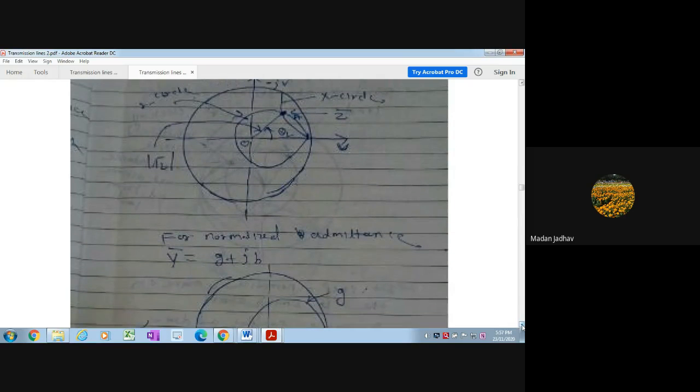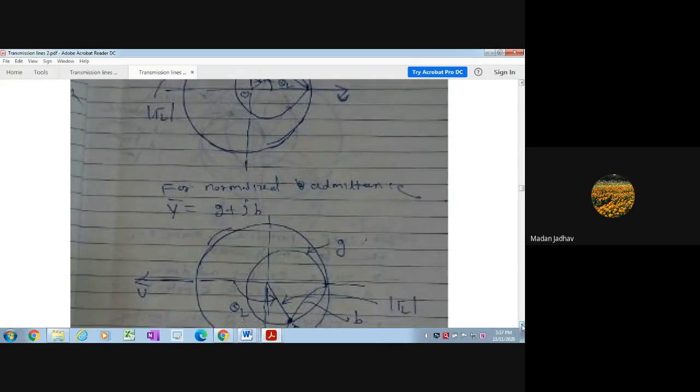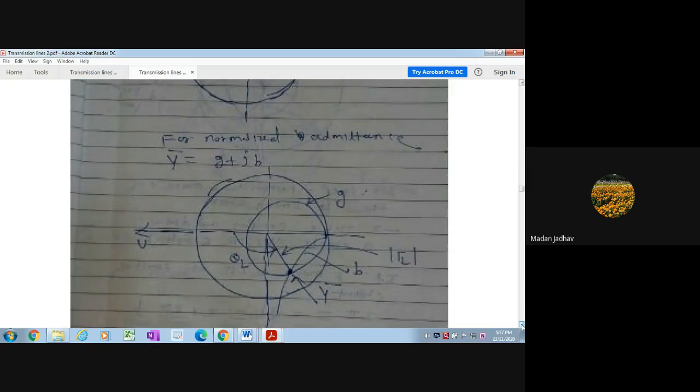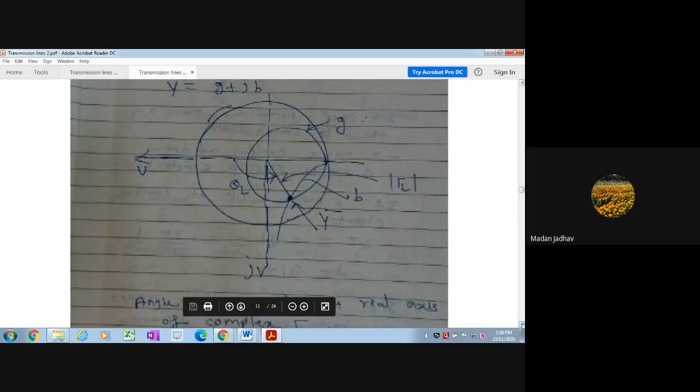For normalized admittance, these are the G circles. You have to use the same Smith chart to find the admittance, but that admittance you will get on the opposite side, 180 degrees away, on your VSWR circle.